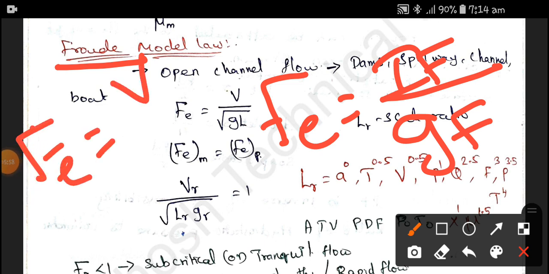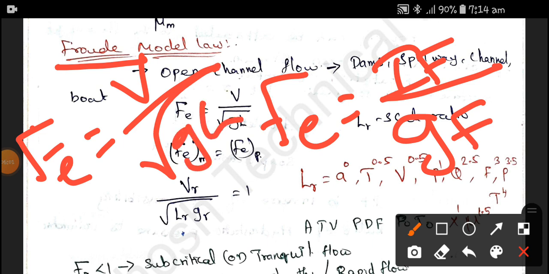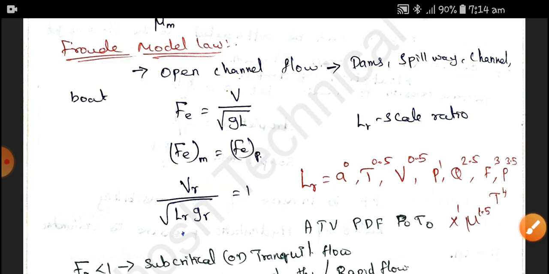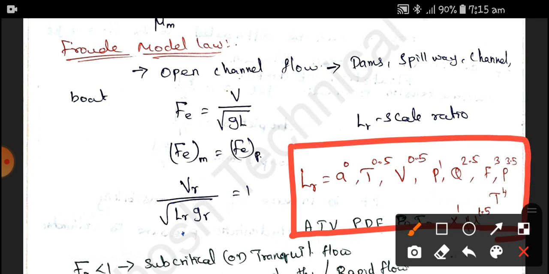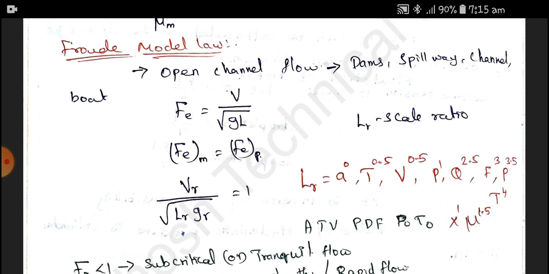Here the Froude number is equal to V divided by root of G into L. Here V is the velocity, G is the gravity, and L is the characteristic length. We are going to compare the Froude number of the model with the Froude number of the prototype, and we know that the scale ratio of the Froude number is equal to 1. Therefore, for the scale ratio of the characteristic length and the different quantities, I would like to explain this here.